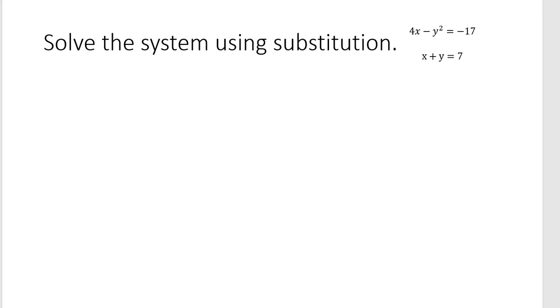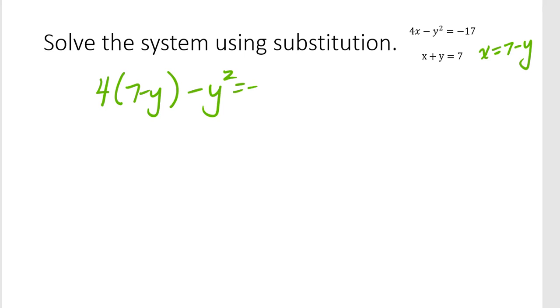Let's do one more with substitution. So in this case, I'm going to solve for x. I always look for the easiest one or one that's repeated in the other equation. So I'm going to replace x with 7 minus y in my top equation. And I'll get 28 minus 4y minus y squared is equal to negative 17.